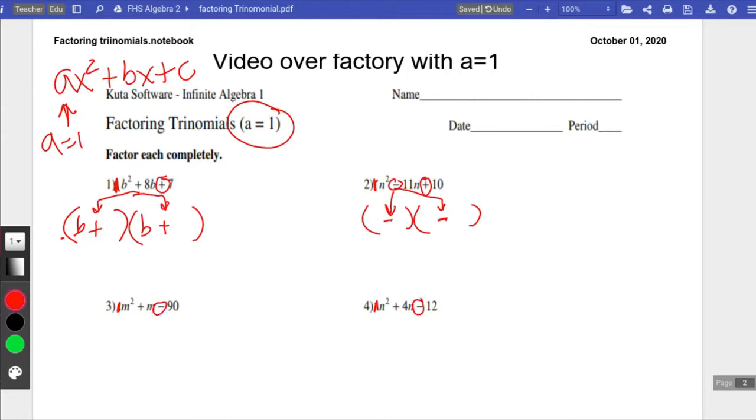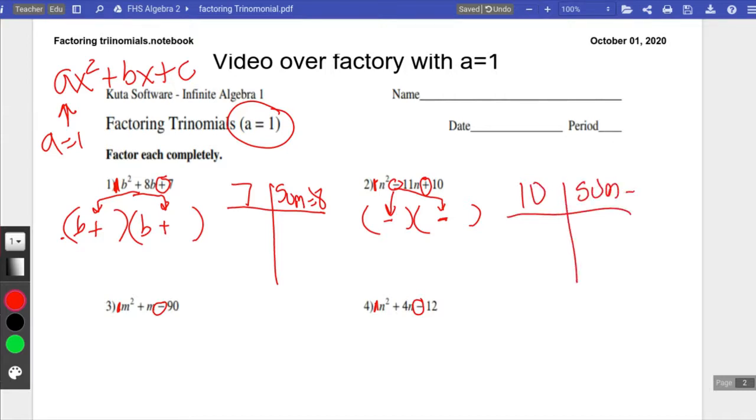Next, 7 is the number, so I'm going to write the last number 7 over here. I'm going to look for the factors of 7, the numbers I multiply to get 7, which if you add them together will give you the middle number, 8. Same deal on the right side. I'm going to look for the factors of 10 because when I find them, the sum must equal the middle number, which is negative 11.